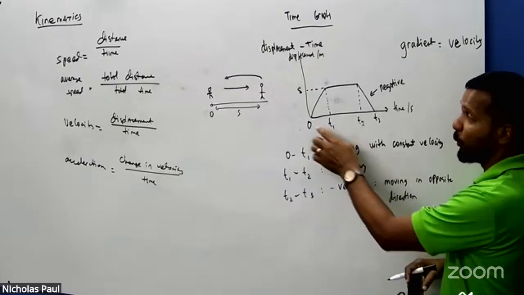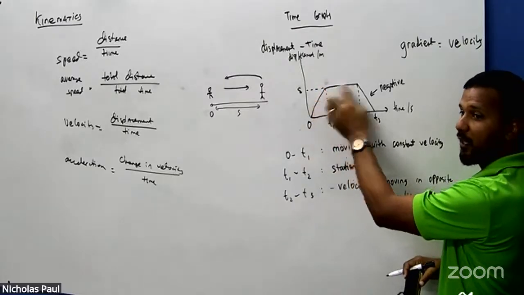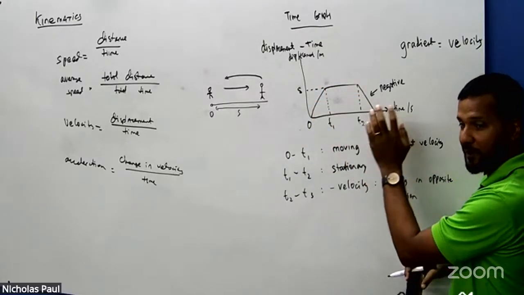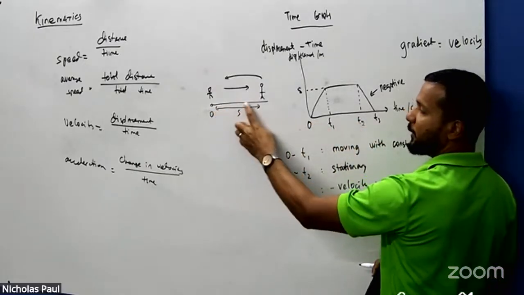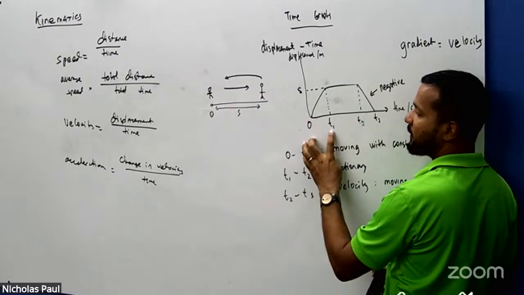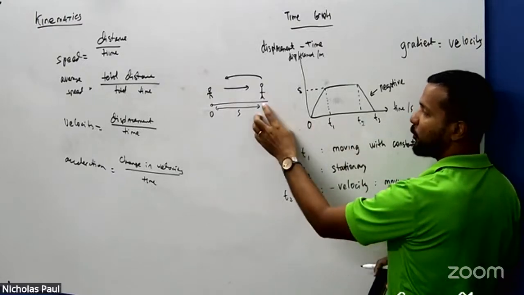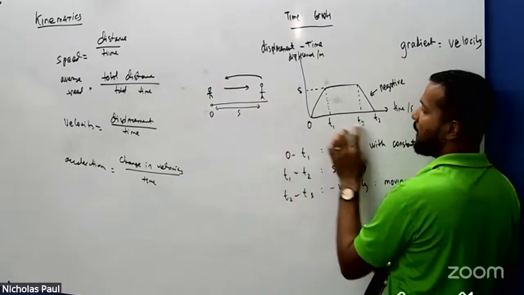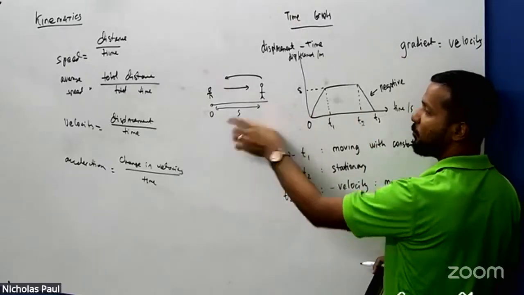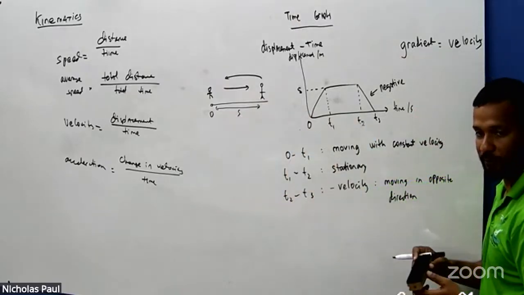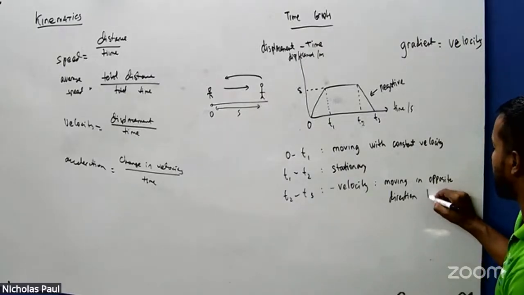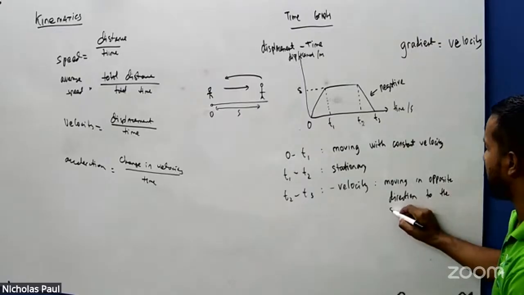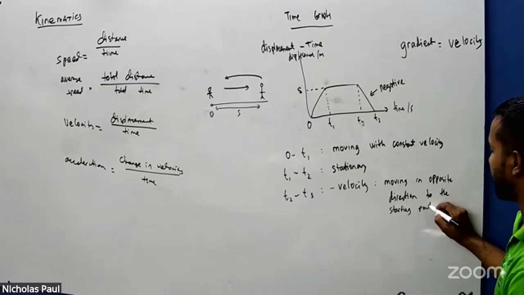It has nothing to do with going up a hill, staying on top of the hill and coming down the hill. This graph is showing you that you start from rest, he went to displacement S in T1 seconds. Between T1 and T2, he stayed right here, he took a rest. And then from T2 to T3, he walked back to the starting point, moving in the opposite direction.